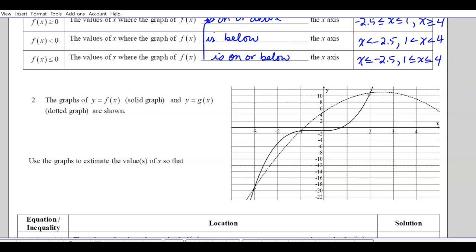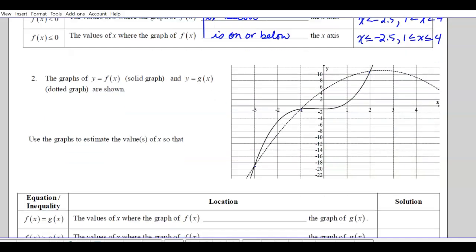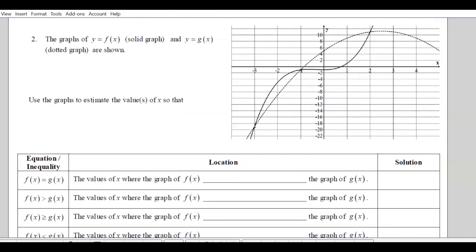Okay, so the graph of y equals f of x is the solid one. G of x is the dotted. We want to do some solving here. If we're trying to find where f of x equals g of x, that's where you look here. Notice how it's all in terms of x. F of x would have x cubed plus something x squared, etc. G of x would be just something x squared. There's actually no y's in there. So you're looking for the values of x where the graph of f of x intersects the graph of g of x.